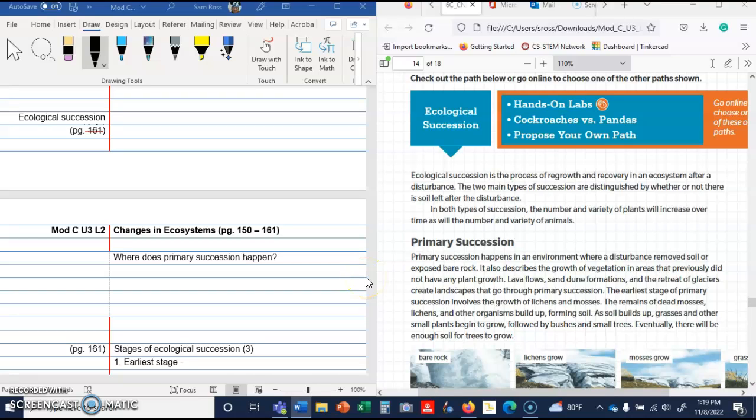So where does primary succession occur? Primary succession happens in an environment where a disturbance removed soil or exposed bare rock.